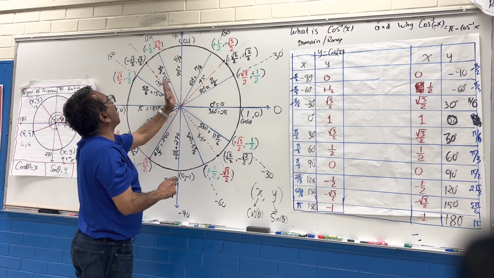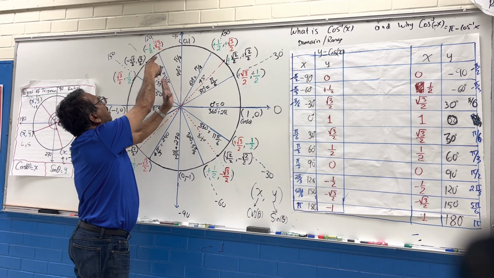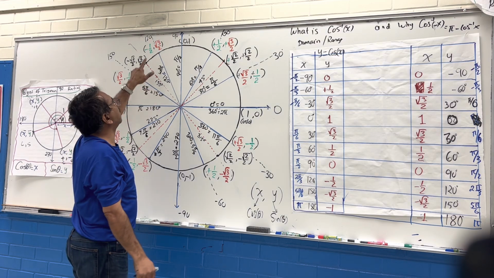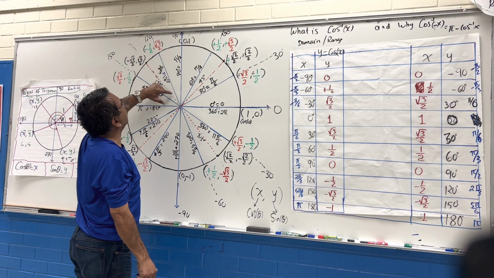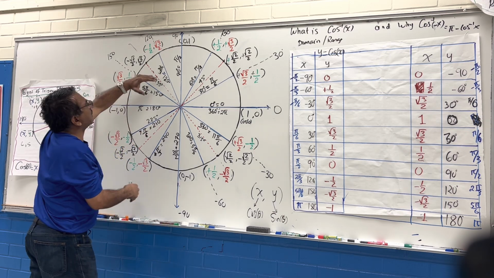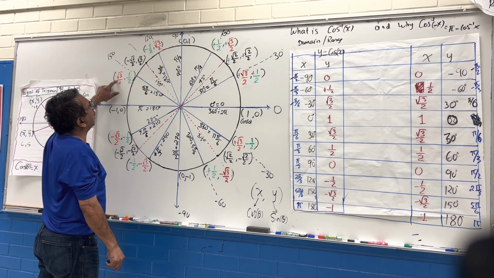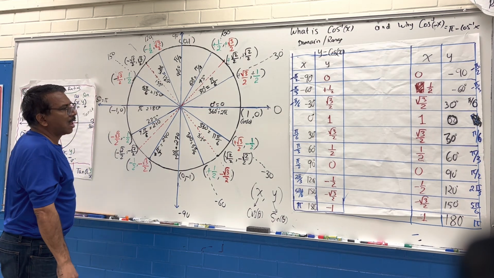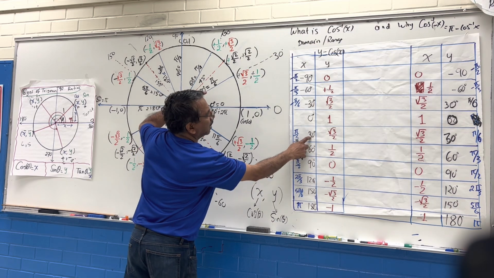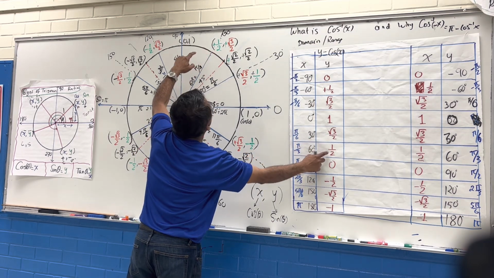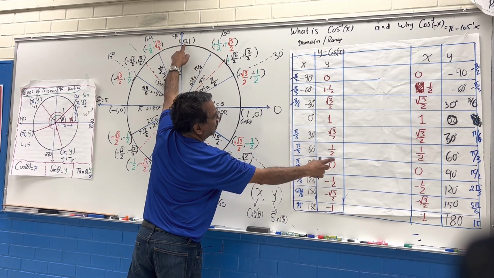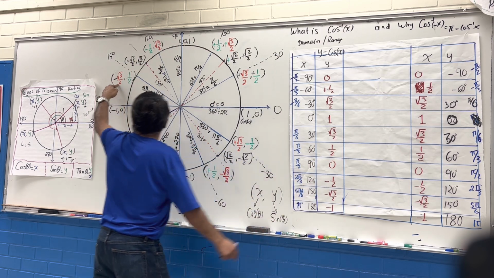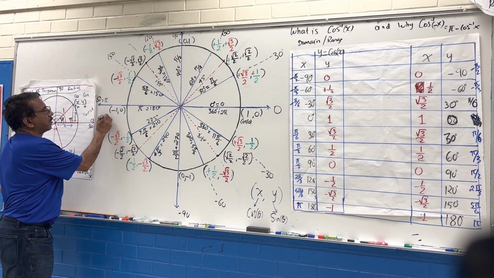Then cosine of 120 is negative half. That's because in the second quadrant the x coordinate is negative, so that's how you can remember that cosine of 120 is negative. Then cosine of 150 is, and I missed a minus here, this should be minus root 3 by 2. So 30 is root 3 by 2, 60 is half, 90 is 0, 120 is minus half, 150 is minus root 3 by 2, and back here is cosine of pi.